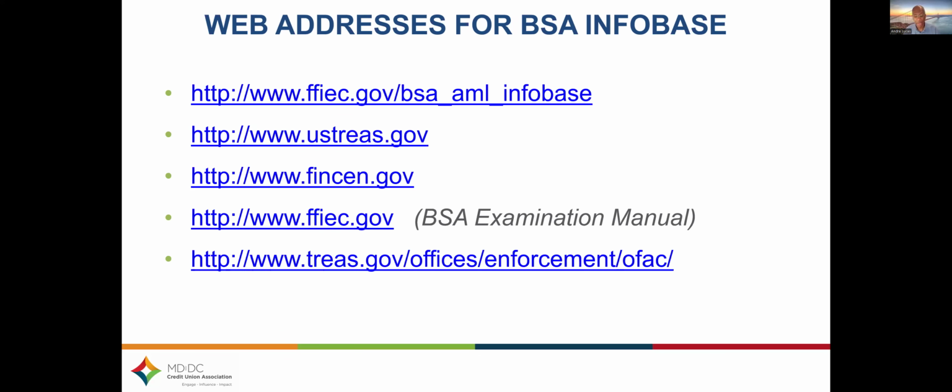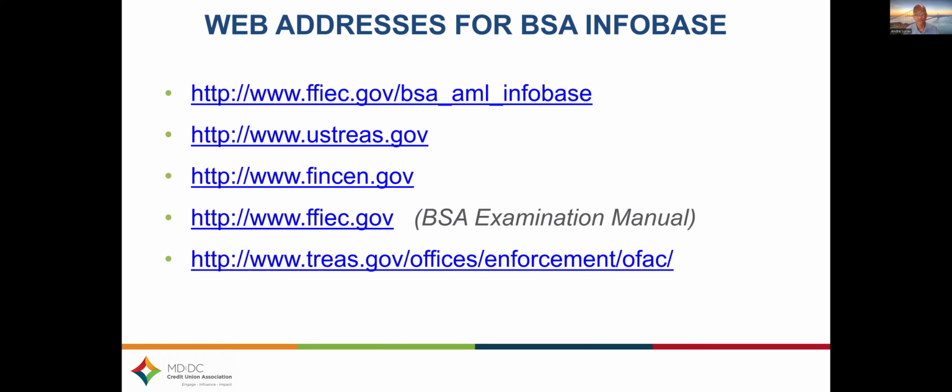Okay, these are websites. Great information, a lot of information. The BSA examination manual. That manual actually tells you what the examiners are going to be doing when they come in to review your BSA program. Know exactly what it looks like. Know what they're looking at. This manual is great. You've got FinCEN, you've got Treasury, OFAC. All this information is great. They're very friendly websites, very easy to use.